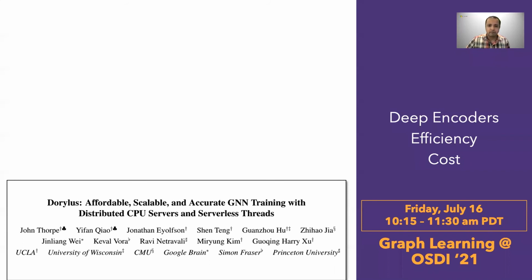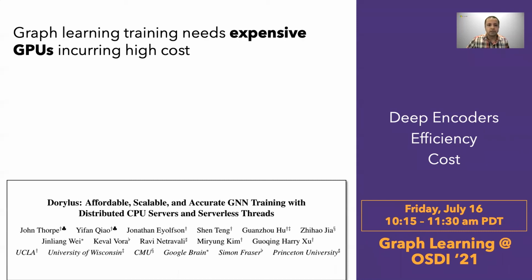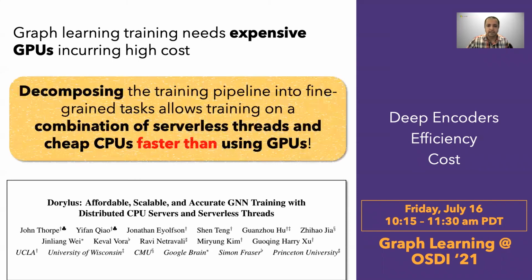The second paper will be presented at OSDI. Here, the authors tackle the problem of the high cost of training due to graphs being larger and also due to the use of GPUs, which are very costly to hire in cloud settings. They observed that the training process can be decomposed into fine-grained tasks such that they can be trained efficiently on a combination of CPU-only machines and serverless threads. This completely avoids GPUs, but still gets performance on par or even better than using GPUs.